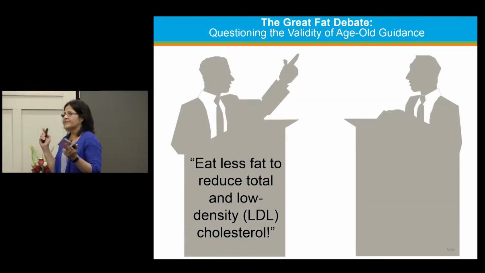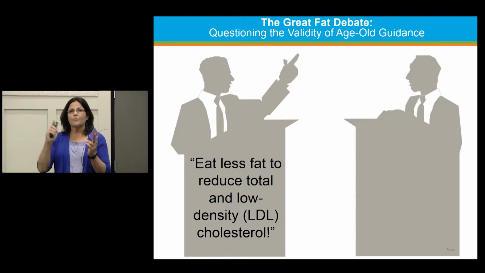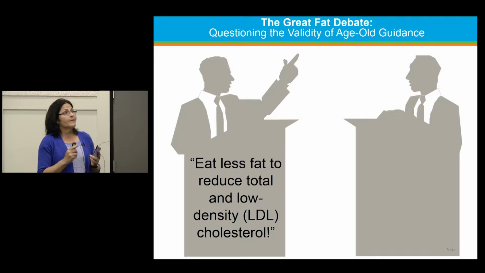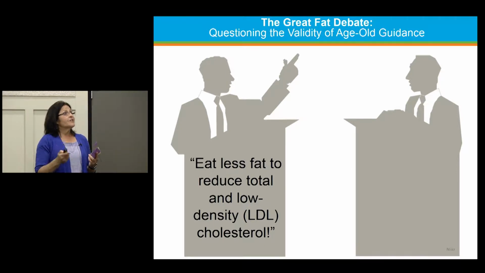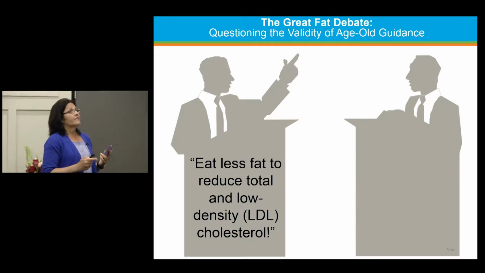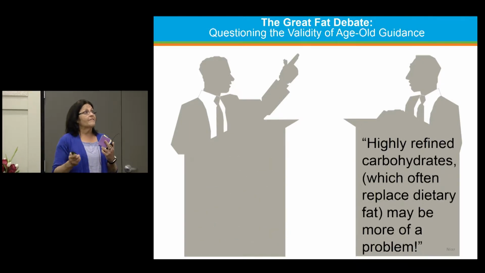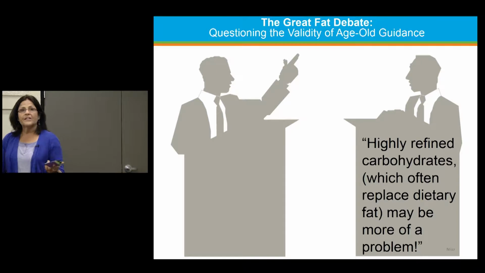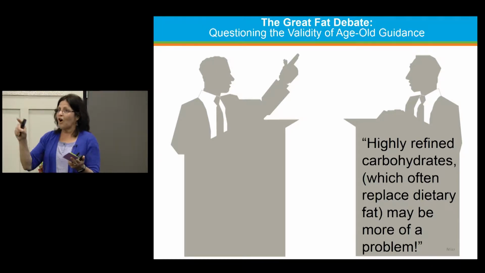With fat, it's still highly debatable in terms of total and saturated fat, in terms of what we should have. For years it was eat less fat, reduce LDL cholesterol, and then we have the highly refined carbohydrates. That can be more of a problem. And still, if you were to Google or Google Scholar through a lot of the papers on this, you're still going to come across all this debate.